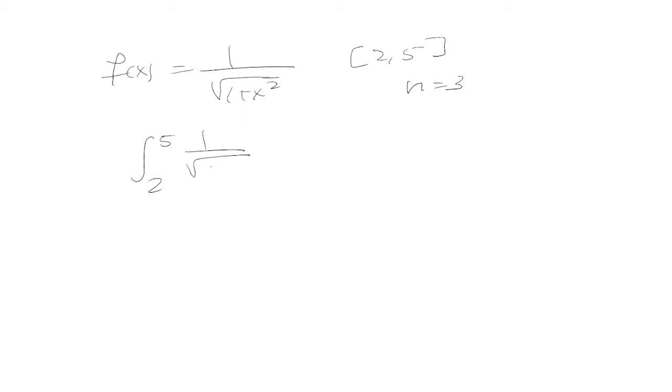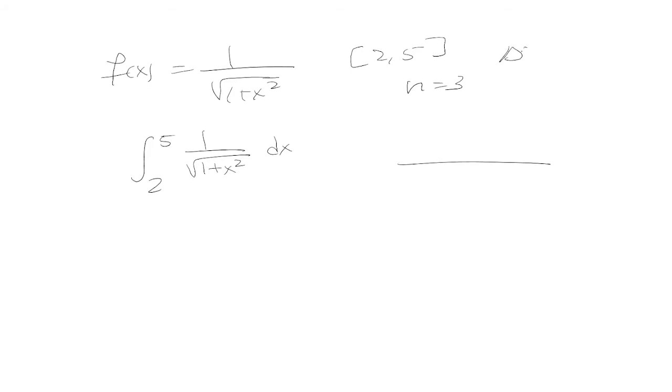Okay, next question. Estimate the area of the region under the curve of f of x equals 1 over the square root of 1 plus x squared over the interval from 2 to 5 using 3 equal subintervals. So n is going to equal 3 here, and we want the left sum and the right sum. So this is another way of saying estimate the area from 2 to 5 of this function.